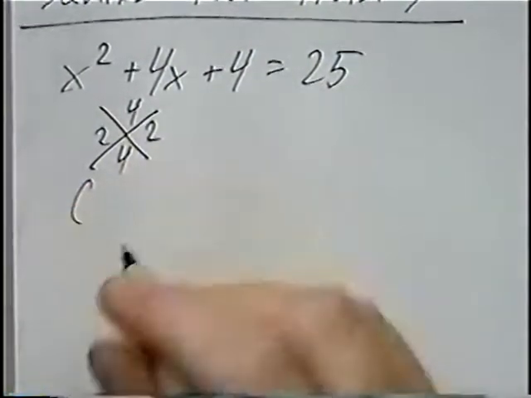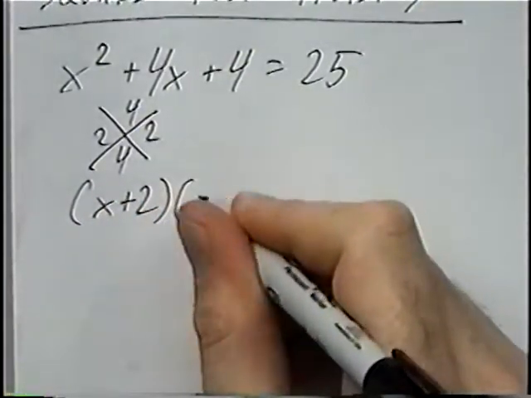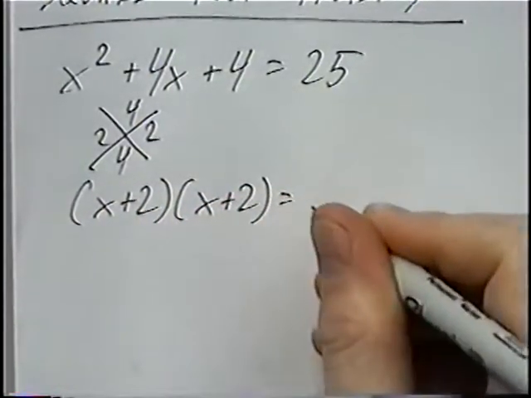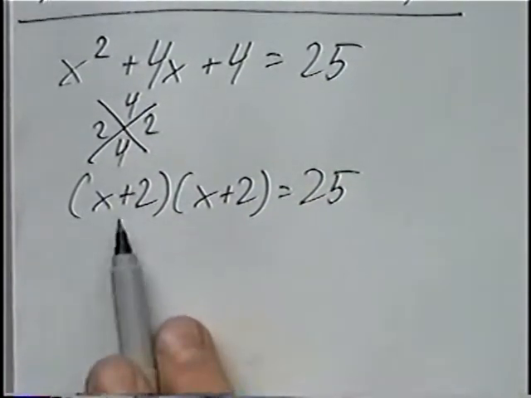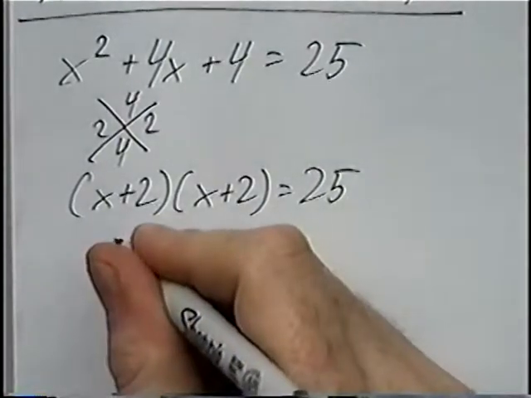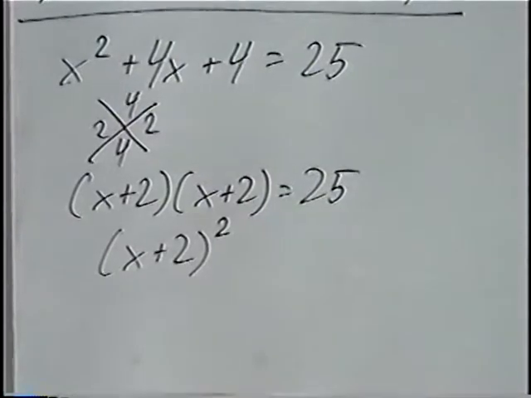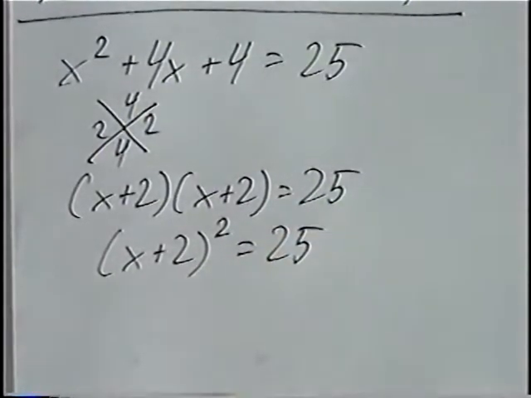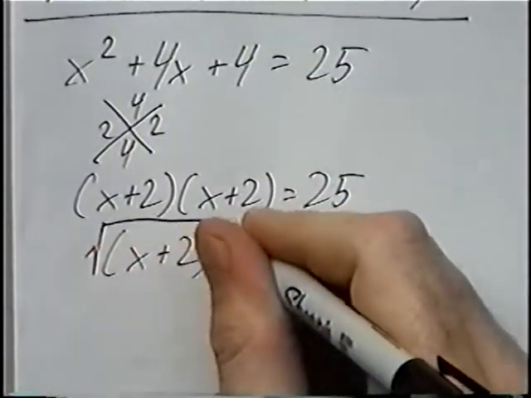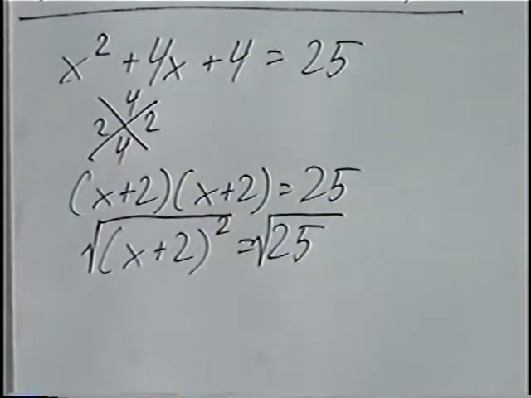Rewriting the equation, using the factors of 2, we'll have x plus 2 and x plus 2 equals 25. Simplifying this, if we have the same parentheses, x plus 2 times x plus 2, we can rewrite that as x plus 2 squared equals 25. From here, we can use the square root property, which means we can take the square root on both sides of the equation, and the equation will still be equal.